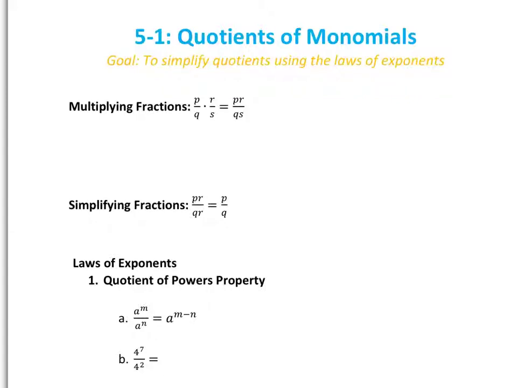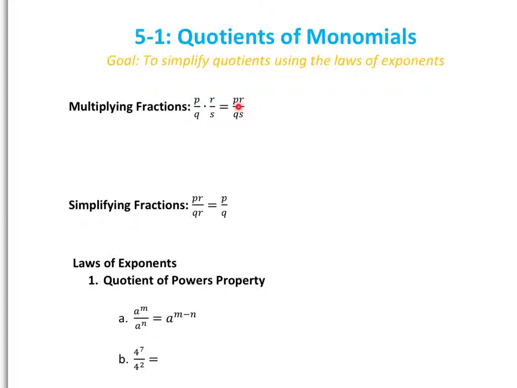So in order to do this chapter, we have to know, of course, the rule for multiplying fractions, okay? Just a quick review: if you're going to multiply fractions, you multiply the top together, so p times r is pr, and you multiply the bottom together, Q times S is QS. So you're just going to multiply straight across on the top, straight across on the bottom.